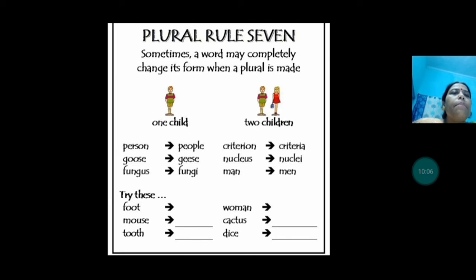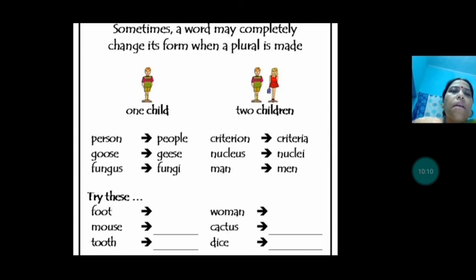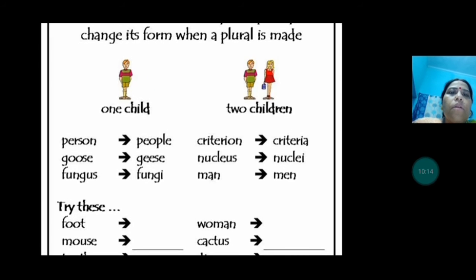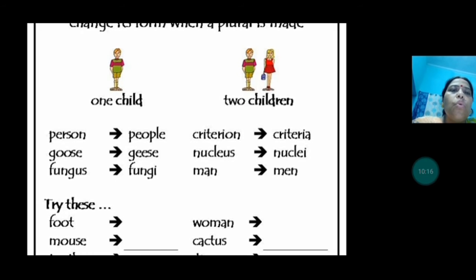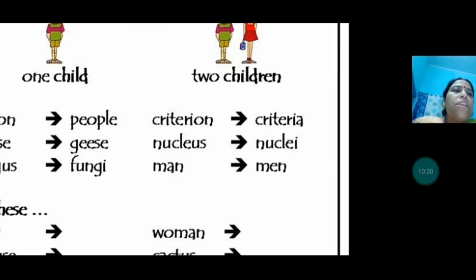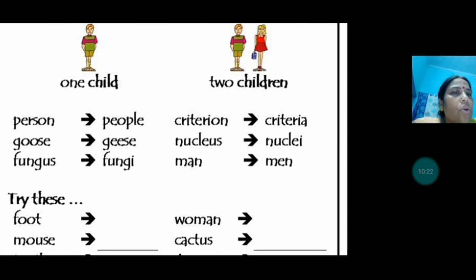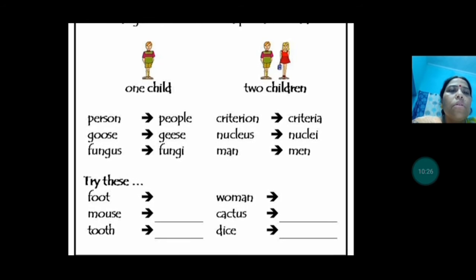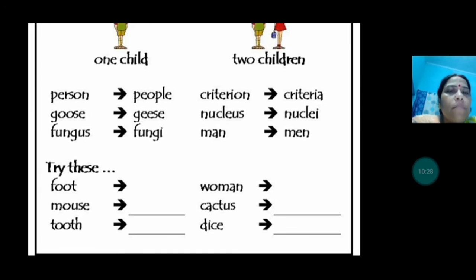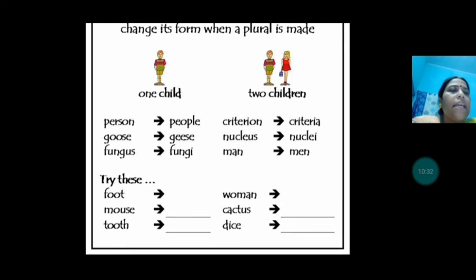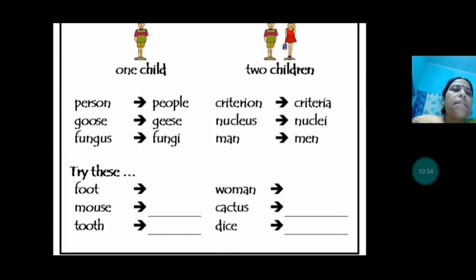Now, sometimes a word may completely change its form when a plural is made. Okay, this is another rule. So it is going to change its complete form. Person, people, goose, geese, fungus, fungi. Then criterion, criteria, nucleus, nuclei, man, men, foot, feet. Mouse, mice, tooth, teeth, woman, women, cactus, cacti, die, dice.